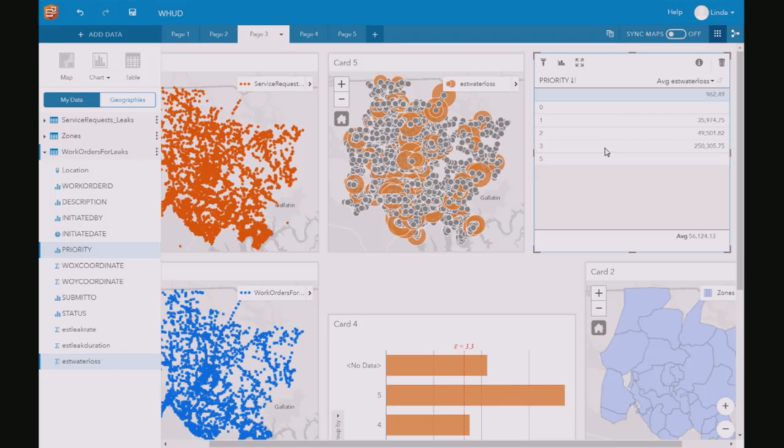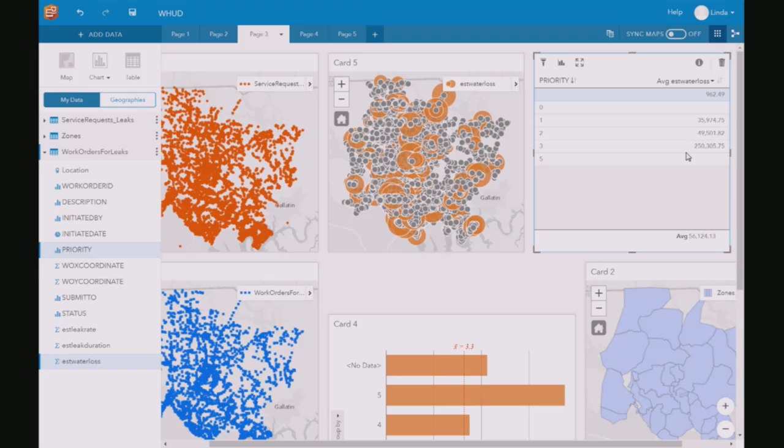The priority threes, to which they're taking about 5 days to respond to, look how much water they're losing. So actually, these are leaks that are more underground leaks. People aren't seeing them as gushing water. When they go out, they're seeing that this has been happening over a long period of time.